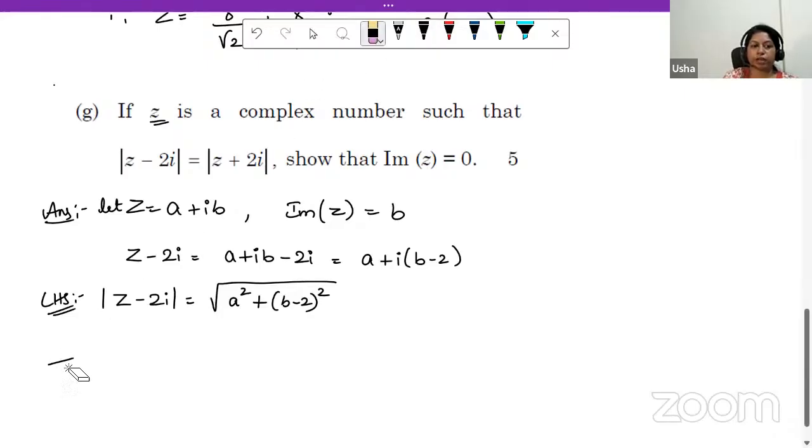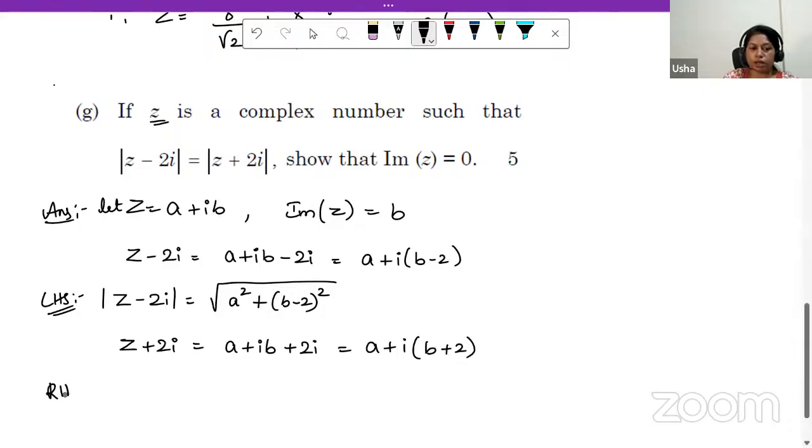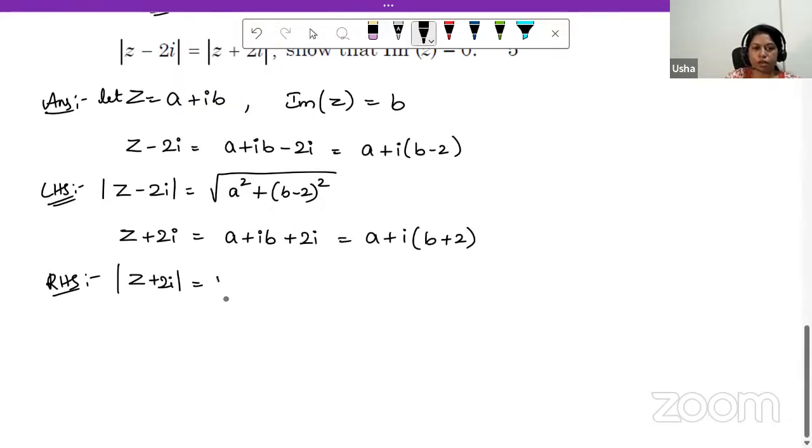For RHS, we will find out z plus 2i. So z plus 2i, where z is a plus ib, is a plus ib plus 2i, which is a plus i into b plus 2. Okay, so our RHS is the modulus of z plus 2i, and this is equal to root of real part a square plus imaginary part b plus 2, so b plus 2 whole square.